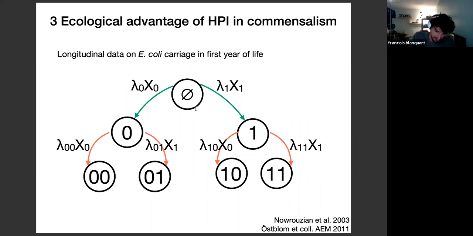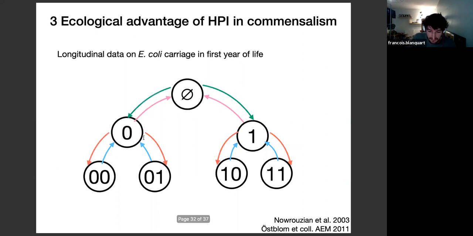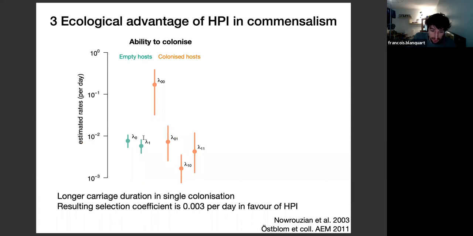data, where individuals can be empty, so they are not colonized, then colonized by a strain without HPI, doubly colonized with one without HPI, doubly colonized with 0 and 1, etc. So you represent all states of single and double colonization. And you also model loss of these strains. And when we fitted this model to the data with a Markov chain model, we were able to infer these different parameters.